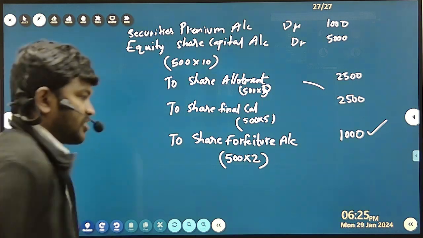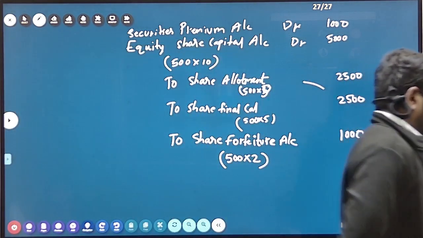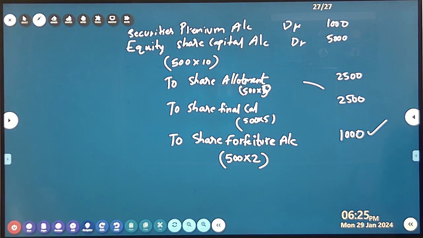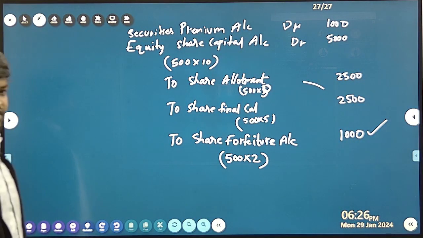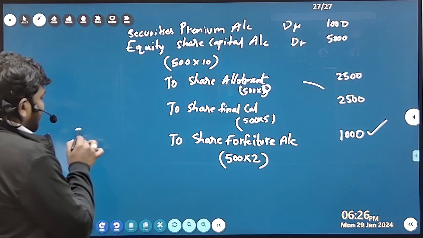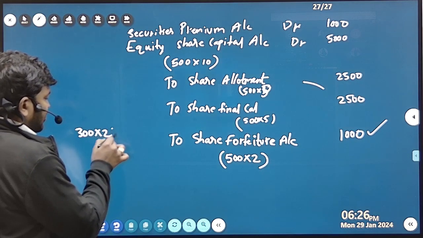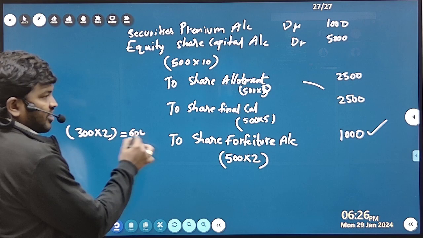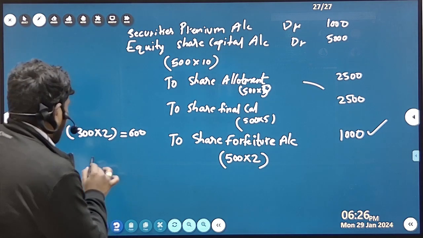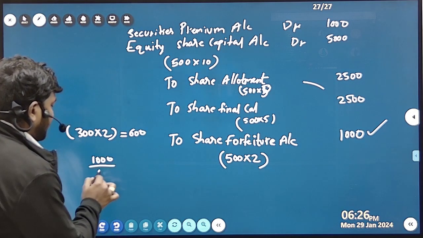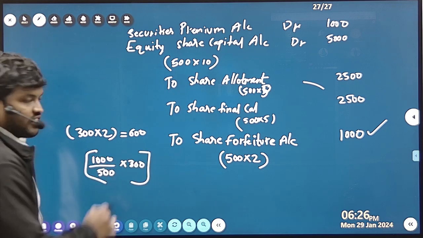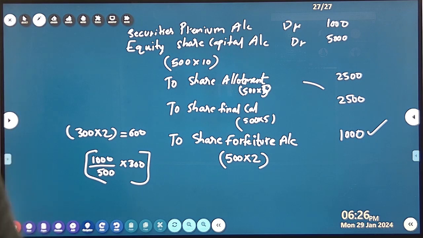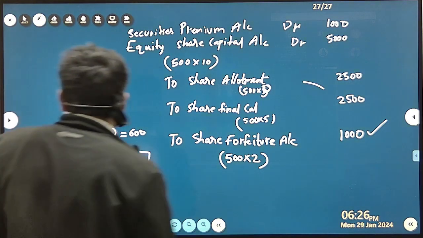Anyone? Brijesh, from online students, Brijesh, Mohit. How much is the amount? 600. Very good, 600. Indirectly you can say 300 into 2 rupees. Yes, 600. Or 1000 rupees profit is for 500 shares. I need it for 300 shares. 600, yes or no? Now what is the entry for reissue?